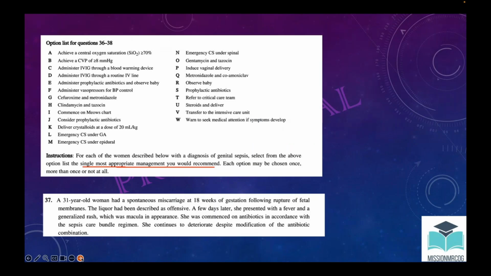Yes. So 31-year-old with a spontaneous miscarriage following rupture of membrane. She has foul-smelling discharge, it is offensive. Few days later, she has a generalized rash. She was started with antibiotics, the sepsis care bundle. She deteriorates despite antibiotic combination.